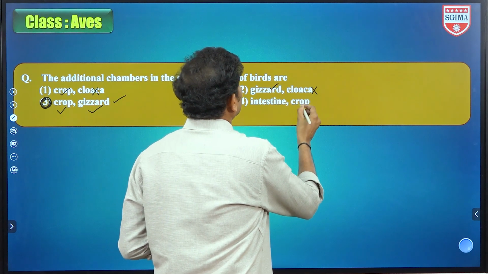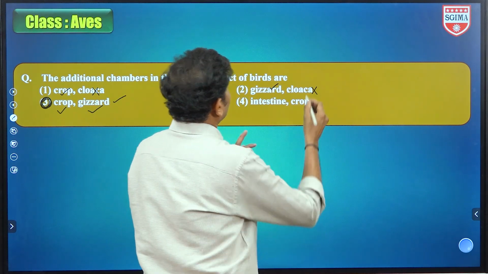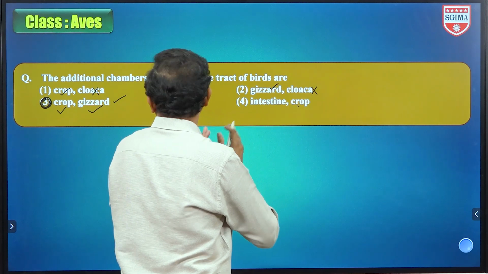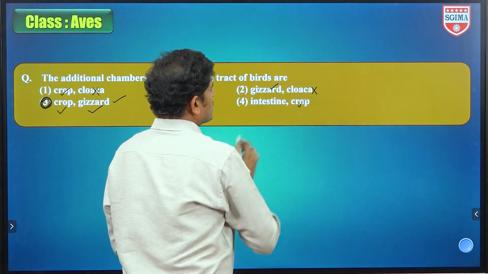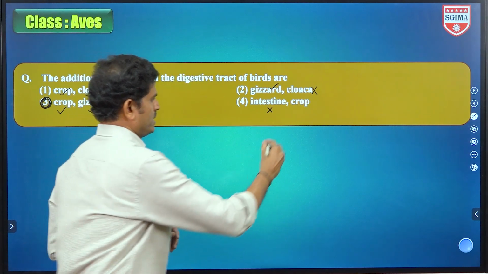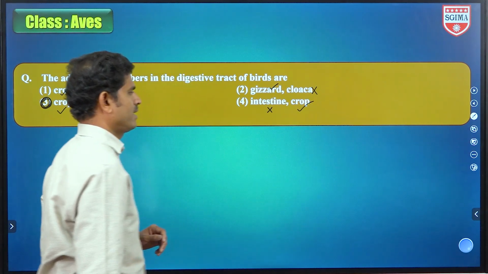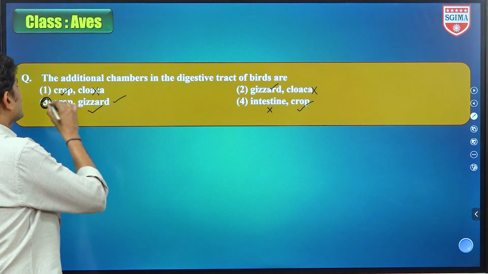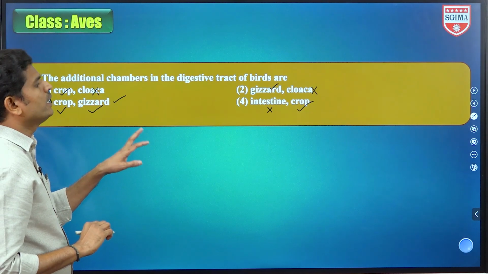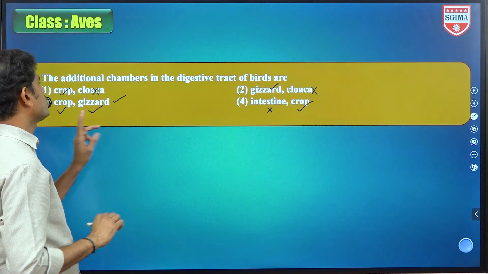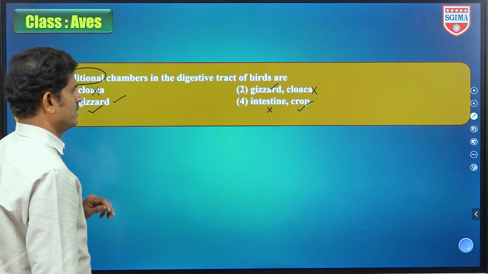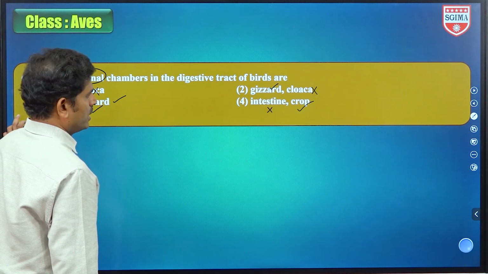Next one is intestine, crop. So intestine, okay, is present, but here we require an additional exceptional character. So here crop, okay, but intestine will be commonly present. There is no additional character here. So the correct option is crop and gizzard, which are the special, additional chambers present in the digestive system of birds. Okay. Next, another one.